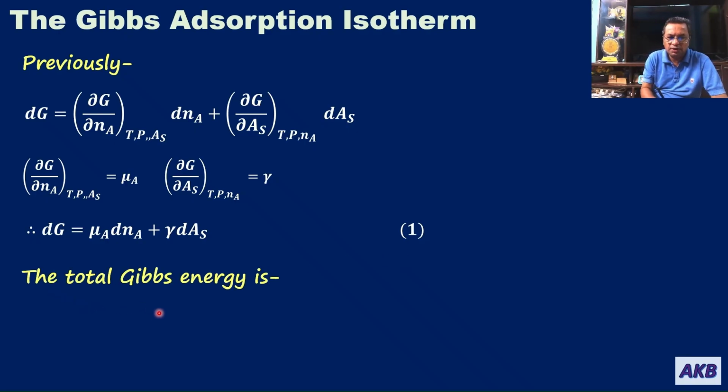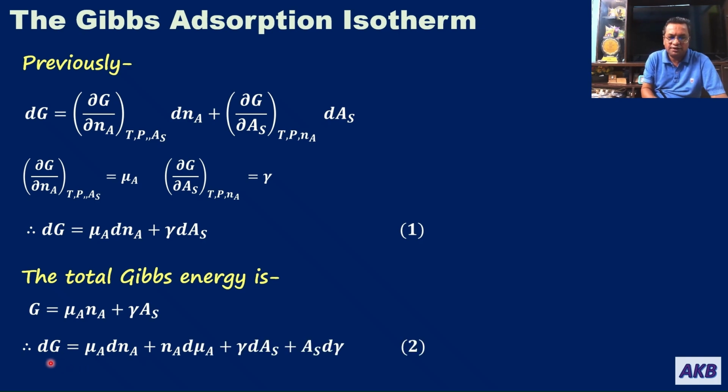Now the total Gibbs energy is given by this equation: G is equal to mu A into Na plus gamma into As. And if you have to get dG from this, dG will be obtained in this way. dG is equal to mu A, because for mu A into Na, if we have to take the differential of this, we will have to use the product rule, because both are variables.